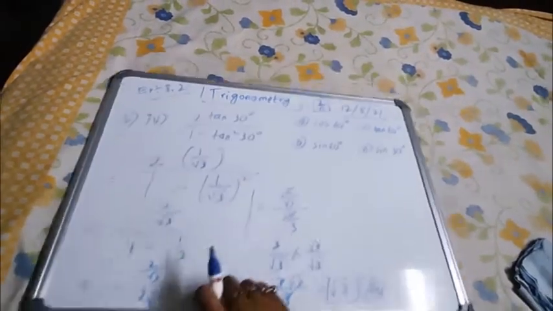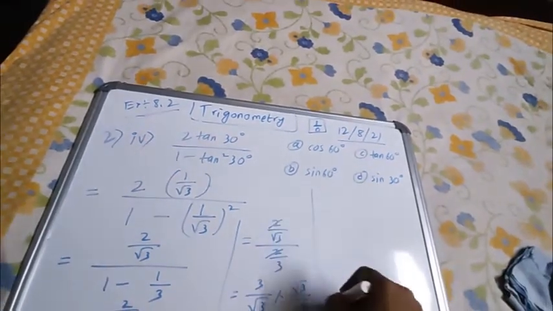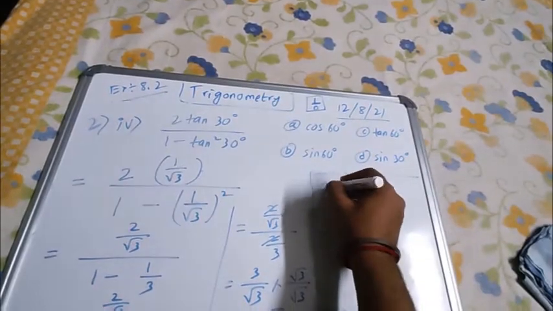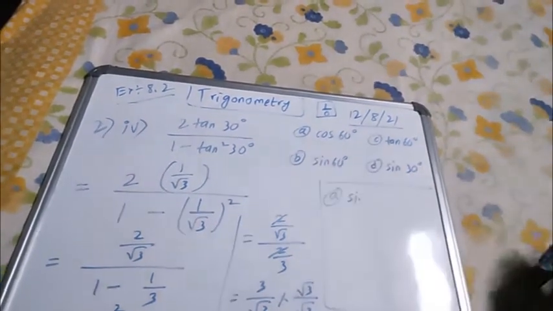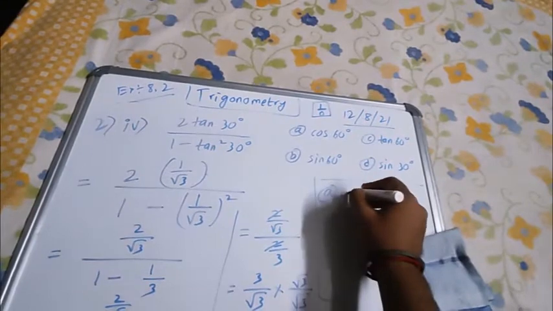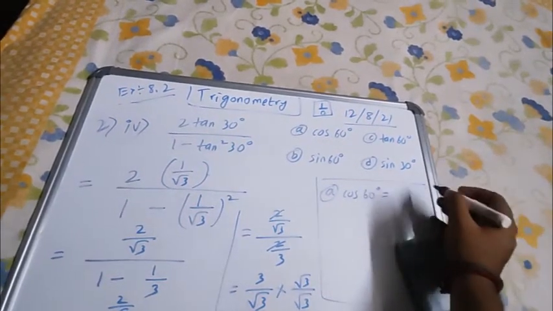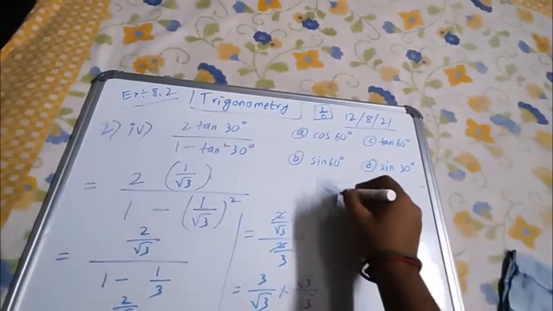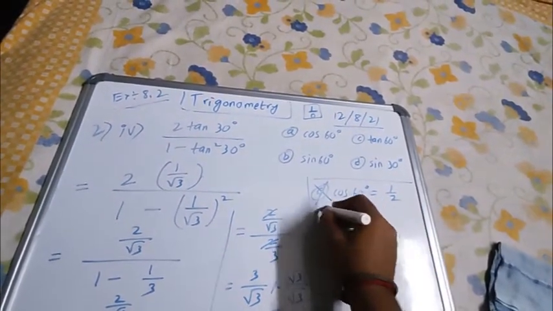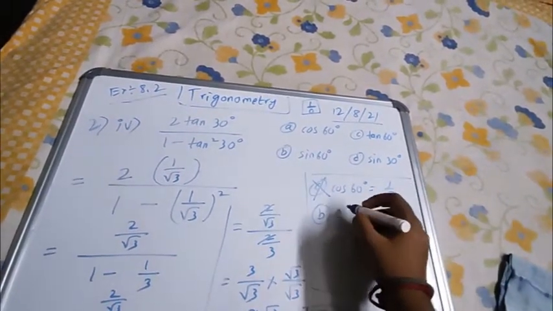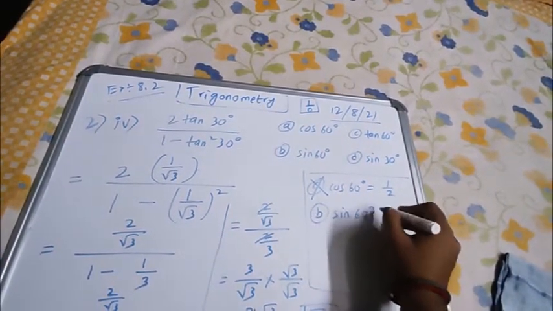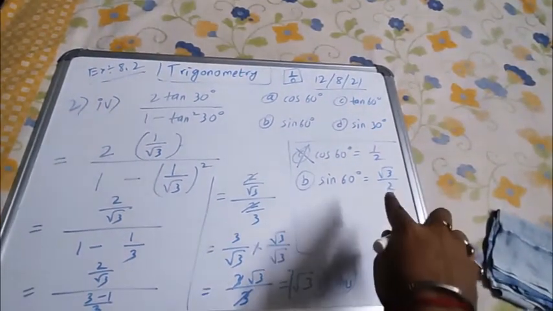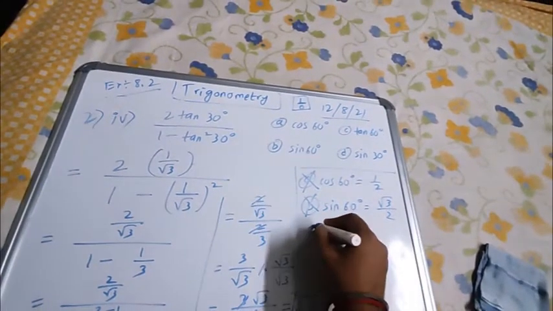Now what you have to do is match which of the 4 options gives the answer you are getting. Option A is cos 60 degree. Cos 60 degree value is 1 by 2, half. Not a match, so A is rejected. Option B is sin 60 degree. Sin 60 degree value is root 3 by 2, but the value over here is root 3. We need only root 3, not 2. So B is also rejected.